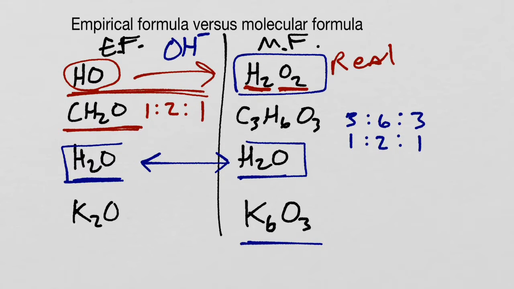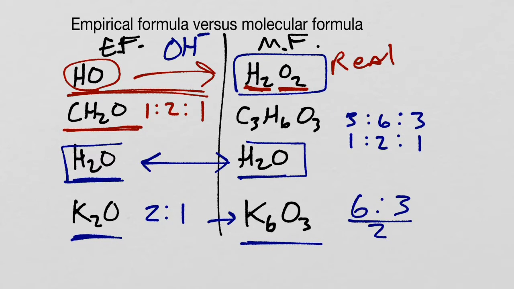But most of the time, when you find your empirical formula, it's just going to give us the ratios. Here, 2 potassiums to every 1 oxygen. And that's still true when we look at the real molecule. We have 6 to every 3, and if we divide that by 3, we get 2 to every 1.